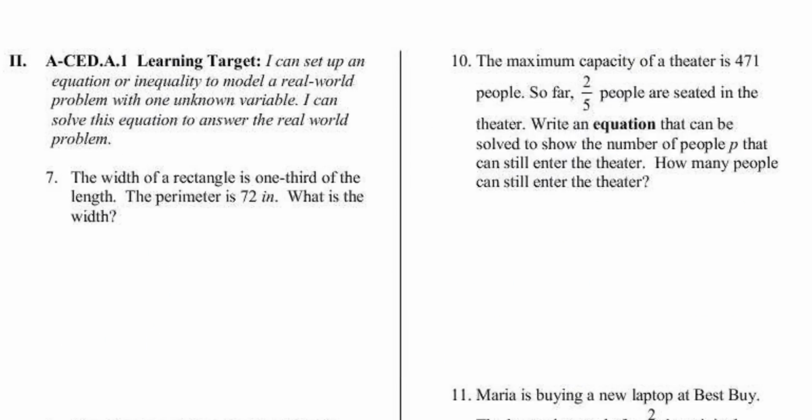Moving on to number 7. So we have to set up and solve each of these word problems. The first one, the width of the rectangle is 1/3 of its length. The perimeter is 72. What is the width?